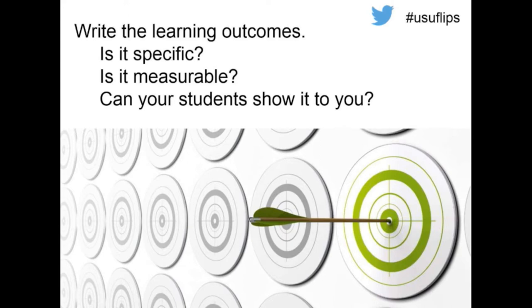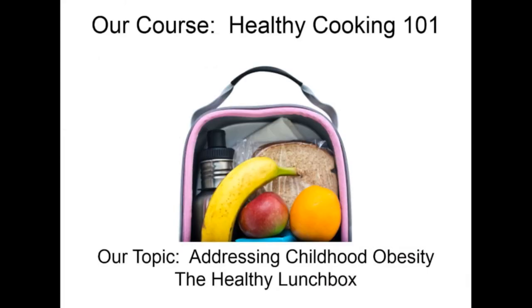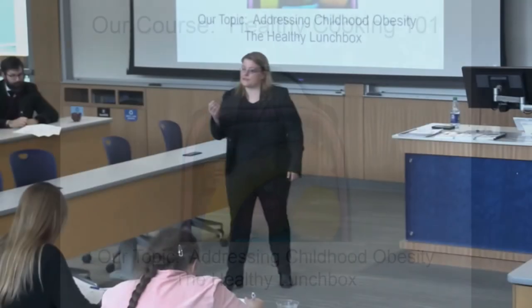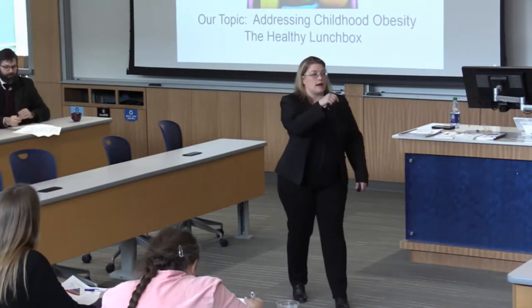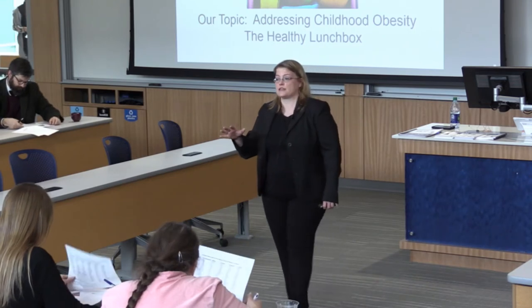Then you ask yourself, is it specific? Is it measurable? And can your students show it to you? If they cannot show it to you, you need to rewrite it. So you don't want to write things like students will be able to understand or know or appreciate. Students will appreciate the value of math. We don't know what that looks like. So you want to get very specific about what the students need to be able to do. And to help you with this, I've given you a sort of cheat sheet on the back of that. It has a whole bunch of verbs from Bloom's taxonomy.